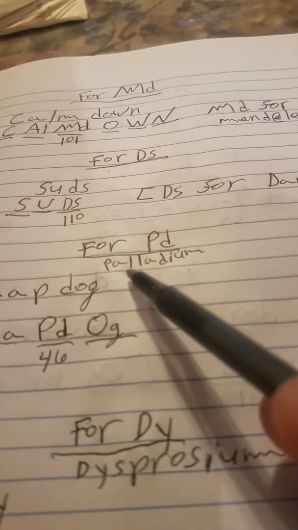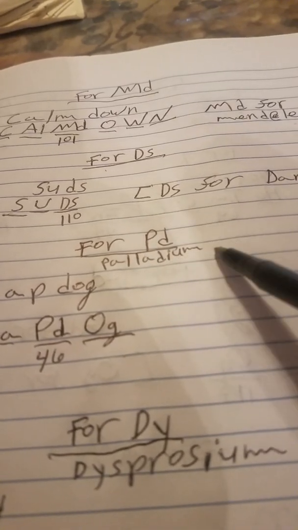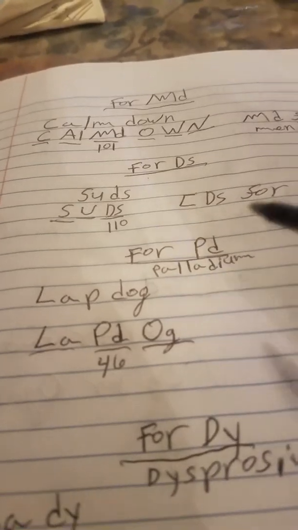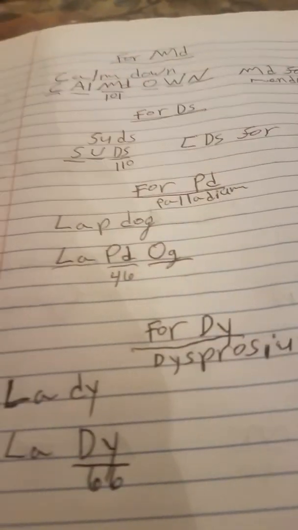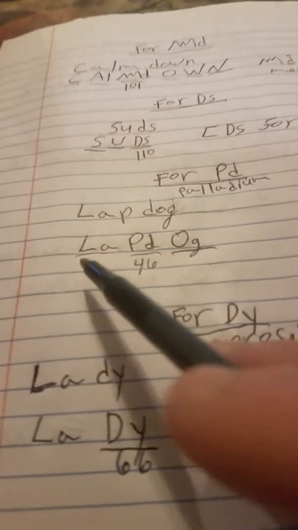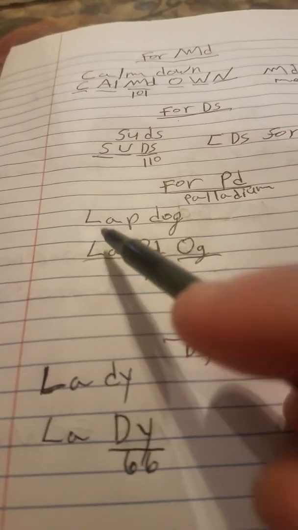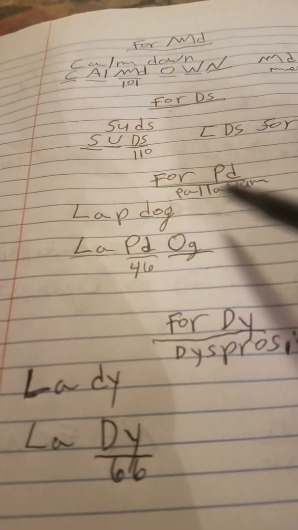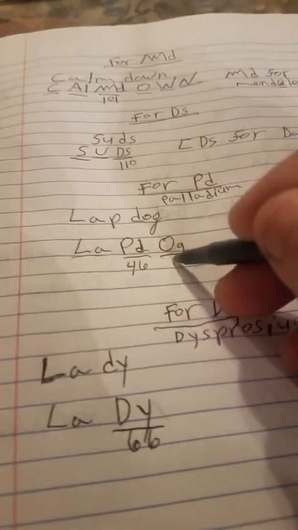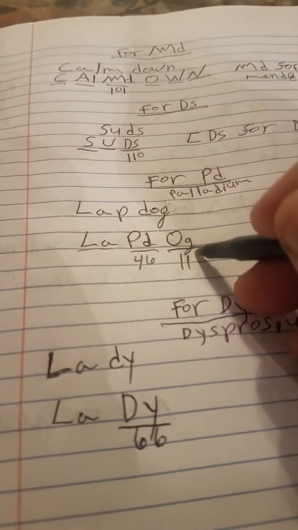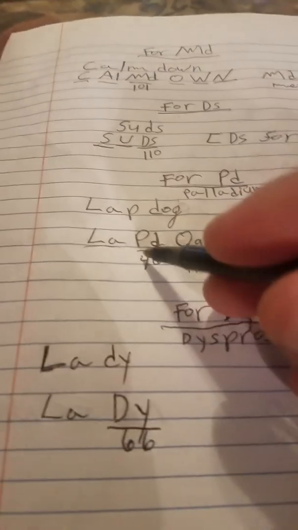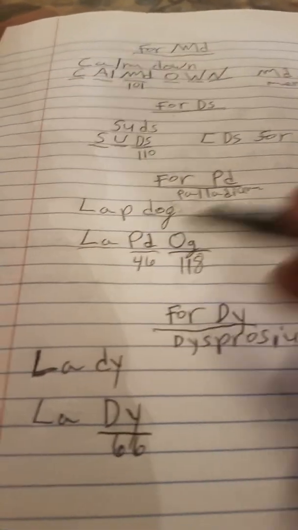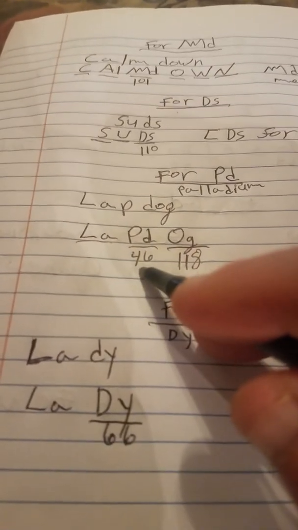Palladium. And a word for that is lapdog. And again, you have 118 here for Oganesson. That's how you really pronounce it. Oganesson is right here. That's the newest element. You got capital PD for Palladium. And that's 46 atomic number.